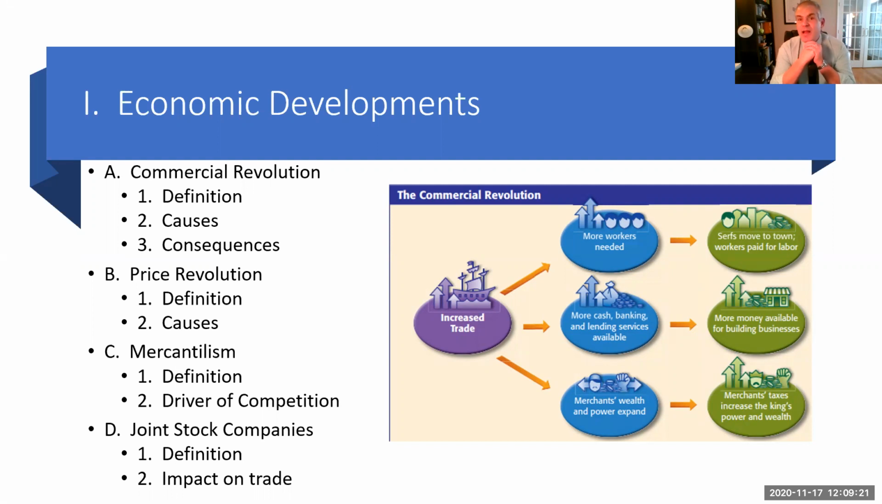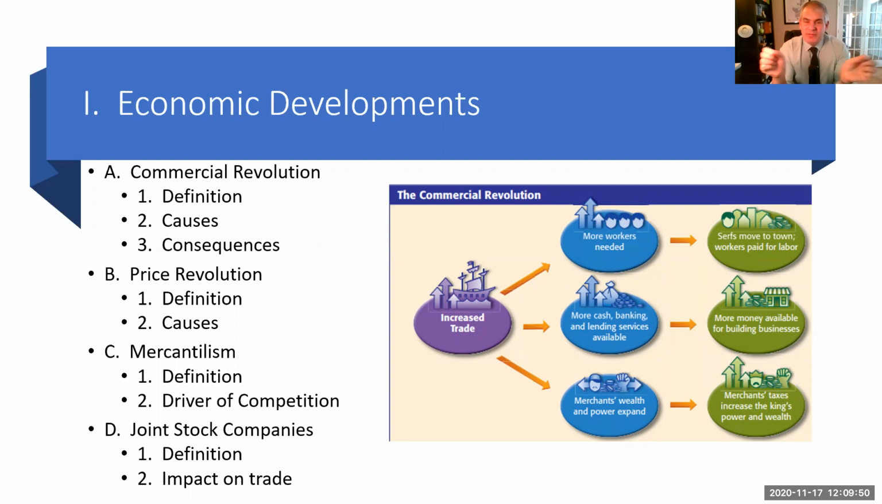Lastly, we get to the joint stock companies. And I've mentioned this before, so I'll keep it brief. A joint stock company is a financial innovation. And what happens is a company sells off shares or stocks of their company to investors. And that way, the company generates an investment, money that they can use to undertake their expedition.